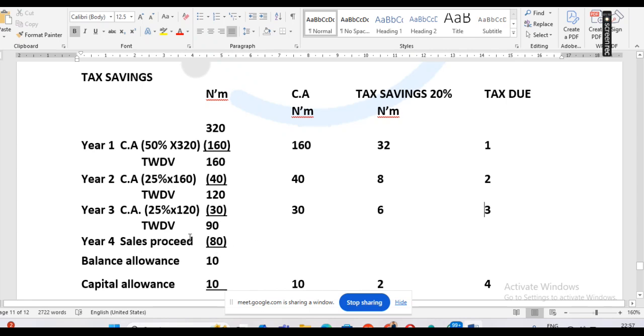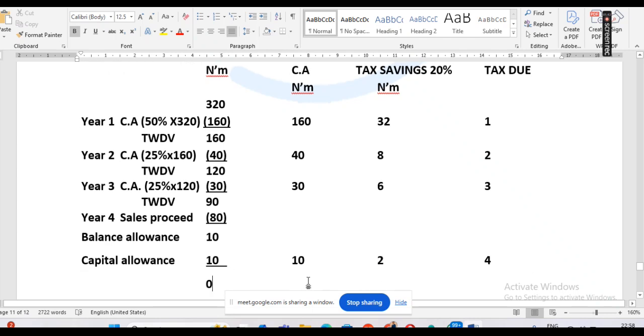Year 3. Now, in the final year, they make a sales proceed of 80 million. Don't forget, under the capital budget, when the tax written down value is higher than the sales proceed, there will be a balancing allowance. In the other way around, when the sales proceed is higher than the tax written down value, you have balancing charge. Now, when you have a balancing allowance, it means that you make a loss on the disposal of that asset. So you claim capital allowance on it, and that is why we have 10 here. So what is the tax savings on it is 2, and year is year 4.